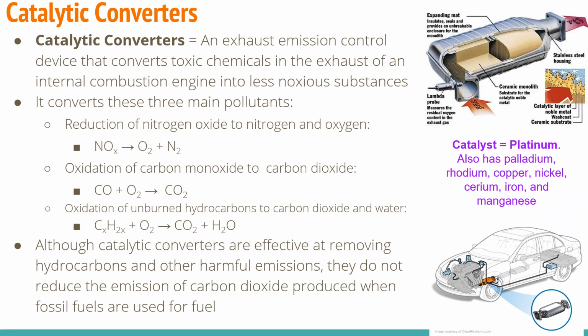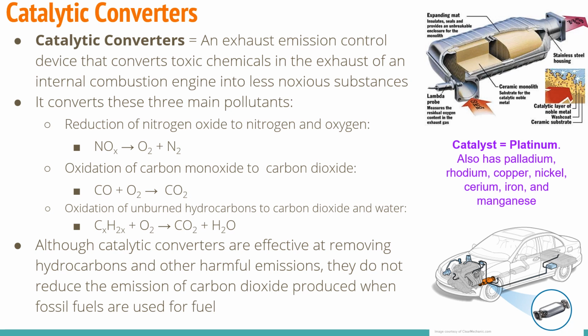So with all these air pollutants, this slide right here talks about what we can do to mitigate the problem, what we can do to reduce the amount of air pollutants that are released into the atmosphere. And this is called a catalytic converter. You're going to find it in your car somewhere between your engine and your exhaust pipe.